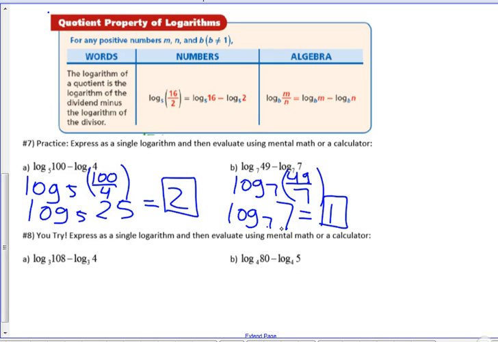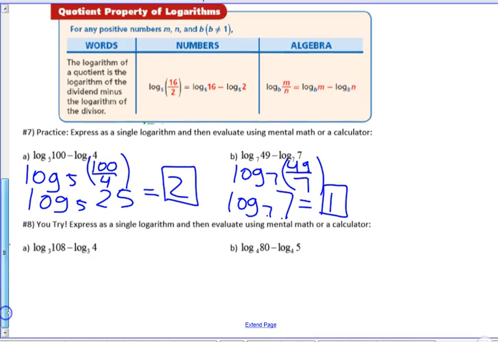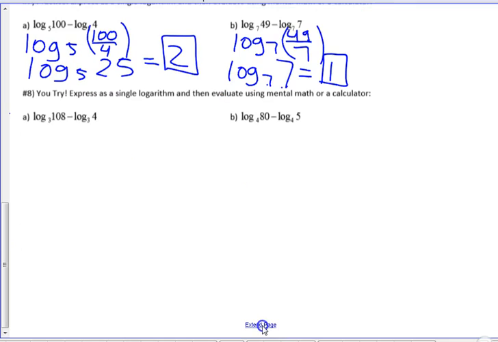All right, you try number 8. So express it as a single log, and then tell me what it is going to be evaluated to be. You have log base 3 of 108 minus log base 3 of 4. And then you have log base 4 of 80 minus log base 4 of 5. Again, once you get an answer, make sure you are checking with your neighbor to see if we're getting the same thing.